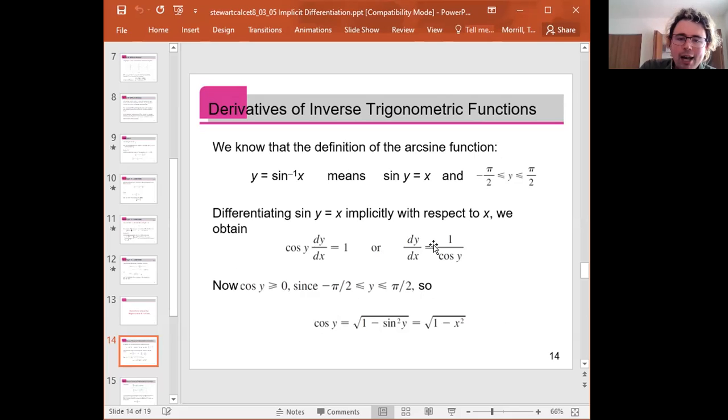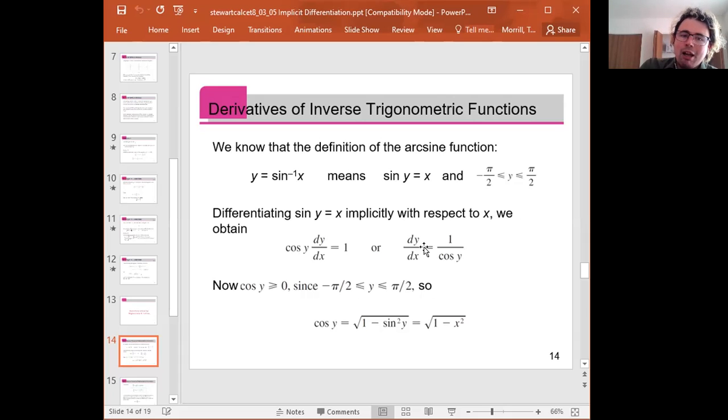So I want dy on dx by itself. So I'll just divide by the cosine function there. And we know that dy on dx is equal to 1 divided by the cosine of y. Oh, well, I need to change this back into x variables. I definitely want my derivative to be a formula in terms of the independent variable x.